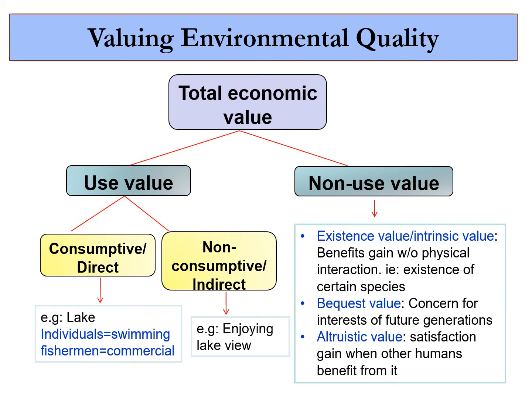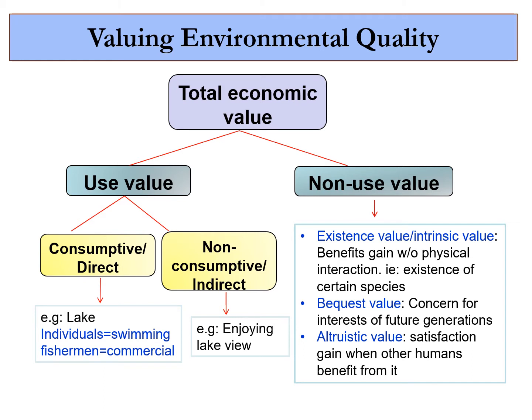So let's look at the use value. Okay, the first one is consumptive or direct. It means that we can consume the value directly. For instance, a lake. An individual can go swimming to consume the value directly, while fishermen can catch fish for commercial purposes. So how about the non-consumptive?